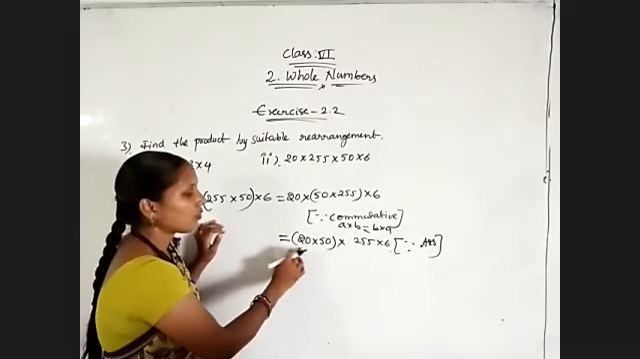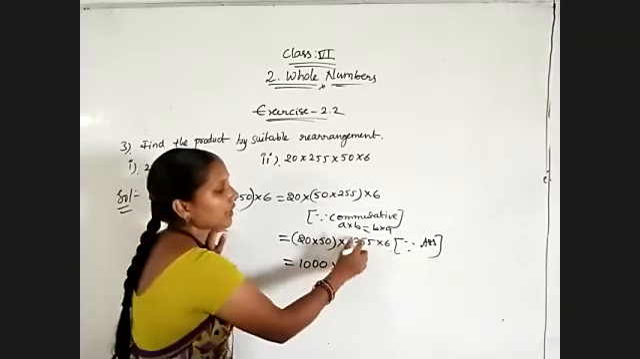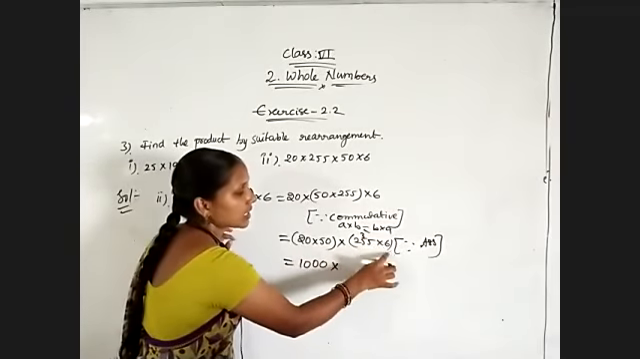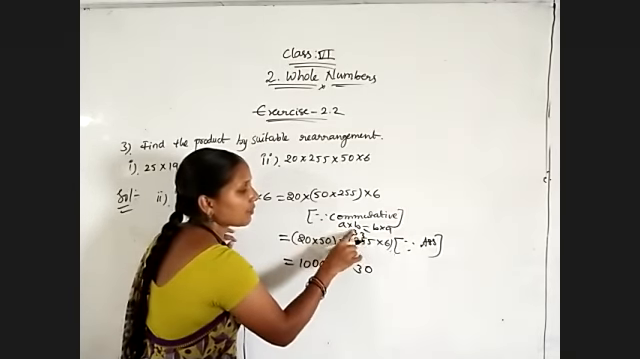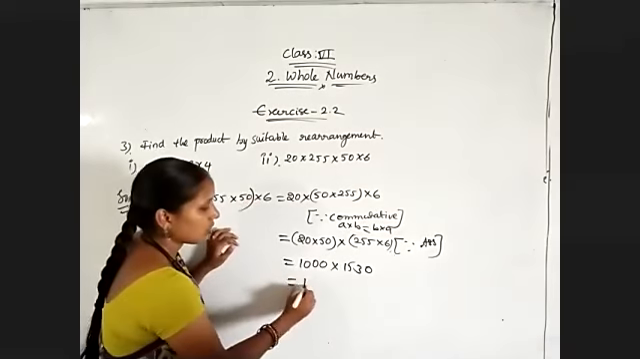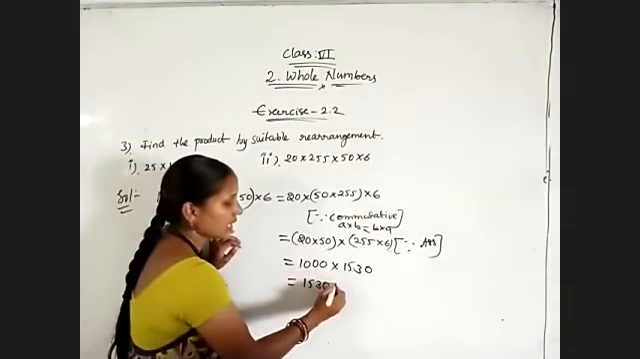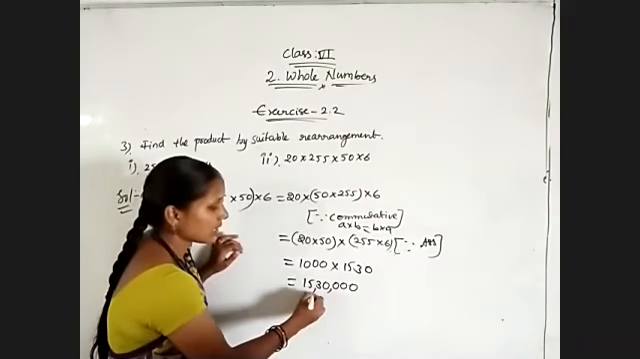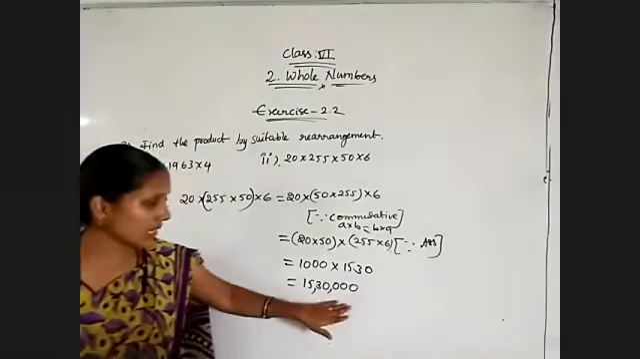Okay, now 2 5s are 10 and 2 zeros are there, 1000 into 255 into 6. Multiply those two: 6 5s are 30, 6 5s are 30 plus 3, 33, 6 2s are 12 plus 3, 15, 1530. And again 3 zeros are there, that is into 1000, that's why 3 zeros we need to add. Now what will be the answer, 15,30,000. So this much product we will get.